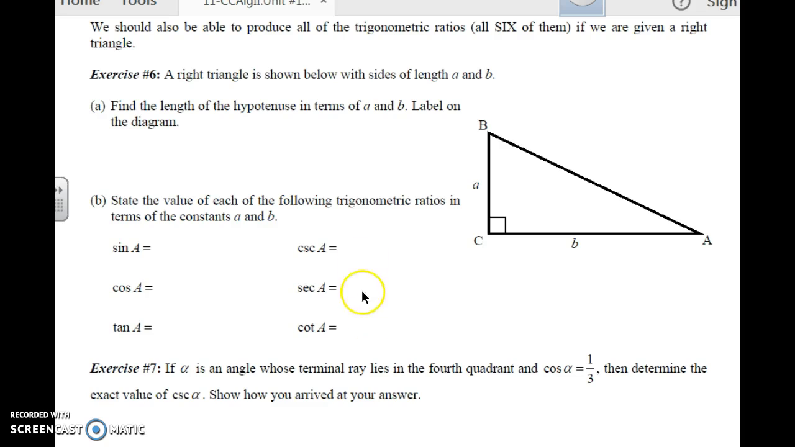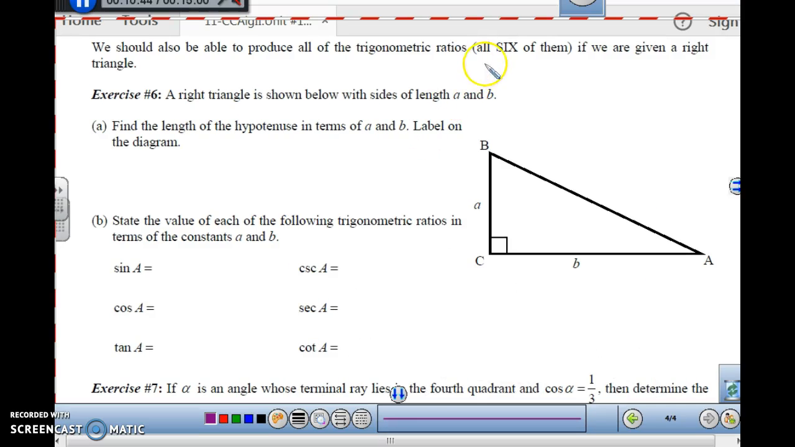So if you know where everything is positive and negative, you can pick out your values pretty easily. Now, we should also be able to produce all of the trig ratios, all 6 of them, sine, cosine, tangent, secant, cosecant, and cotangent, if we're given a right triangle. So a right triangle is shown below with the sides of length A and B. Find the length of the hypotenuse in terms of A and B.